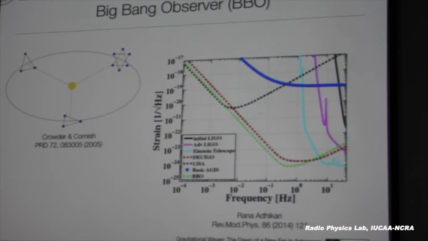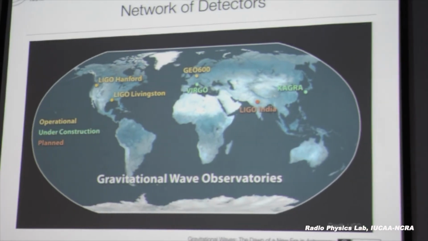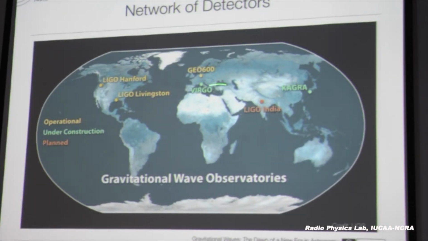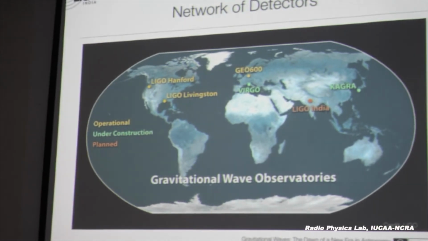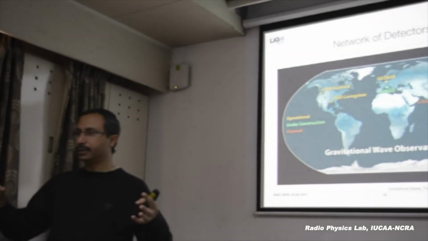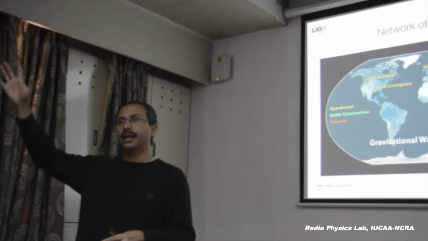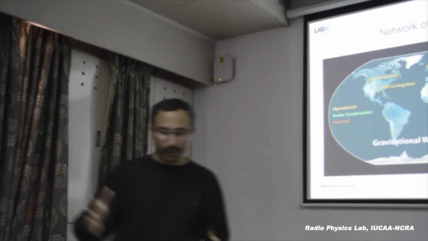Now the final thing about LIGO India. We need a network for different reasons. First, the detectors are not working all the time. Most of the time, they are working for, let's say, 80% of the time. So you want a whole network across the world so that the sky is always observed, and observed uniformly, because all the detectors do not see the sky in the same way. So there are holes and so on.